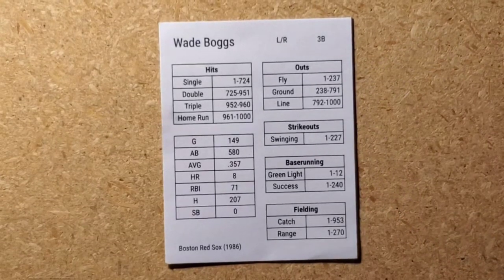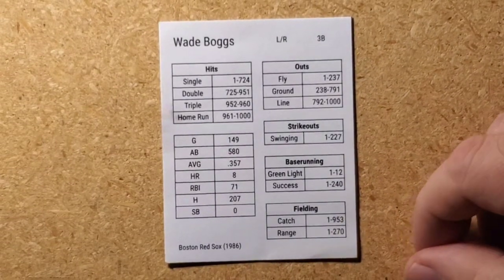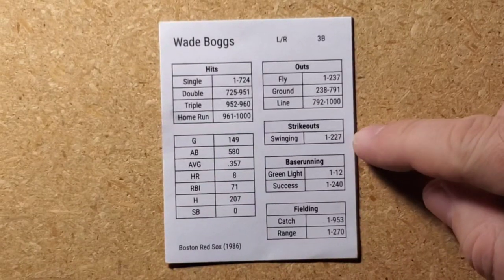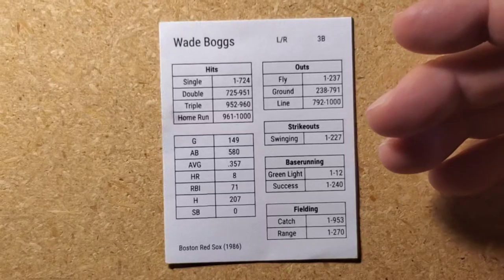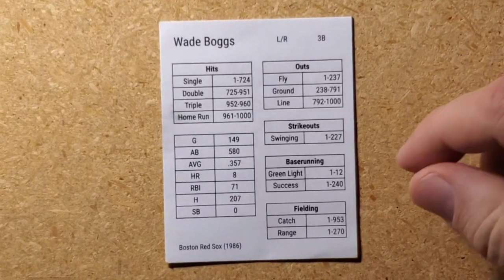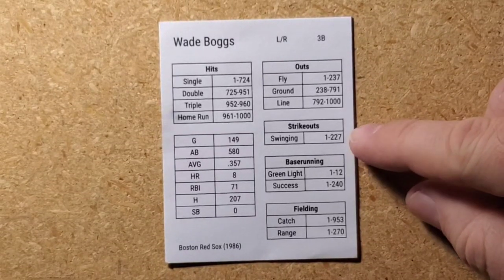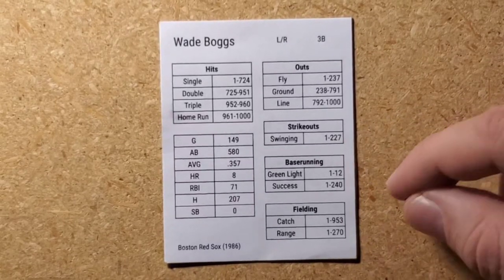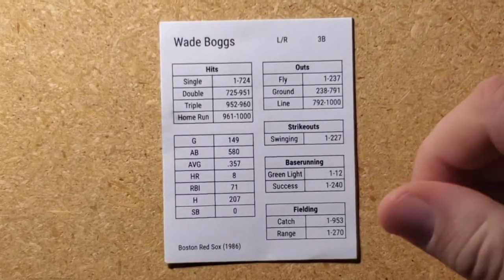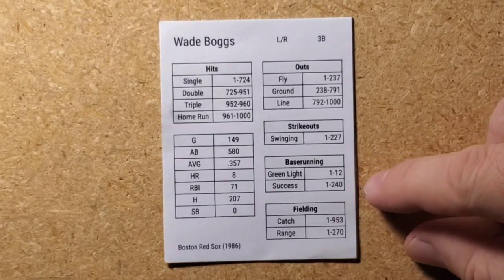at bat. Now, if the outcome of the at bat off the pitcher card was a strikeout, and you want to determine was it a swinging strikeout or was it a called strike three, then you would roll against this strikeout number. If it's 1 to 227, then he strikes out swinging. If not, it is a strikeout looking.